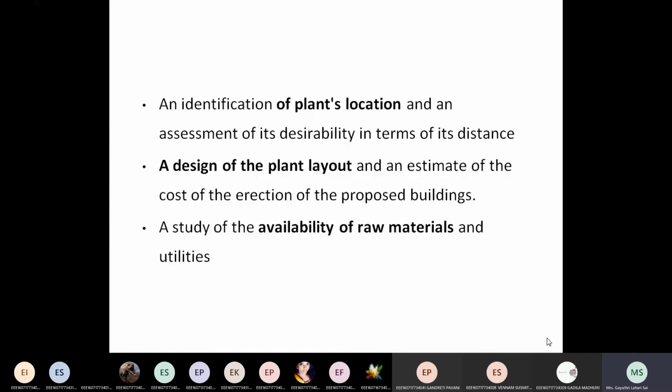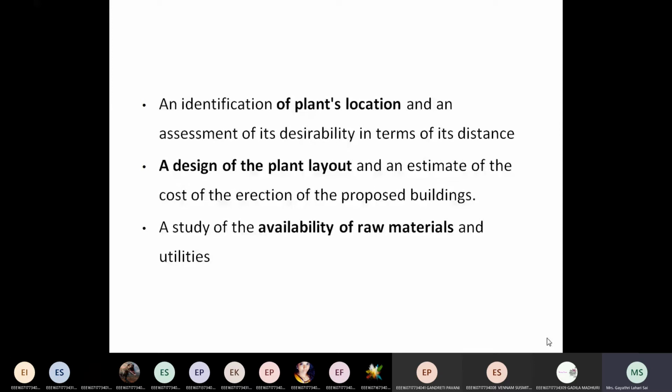And design of plant layout, availability of raw materials, utilities. Sometimes if you locate the plant where you do not have certain mandatory utilities like water and current, if you do not have proper utilization or proper infrastructure, then you cannot run it.